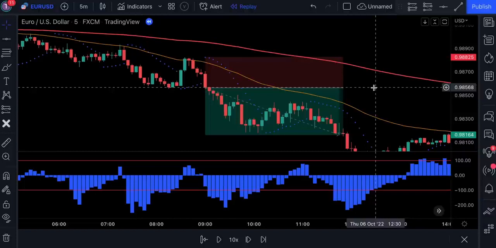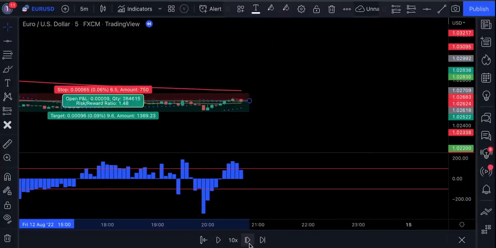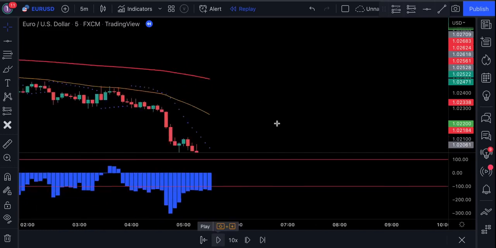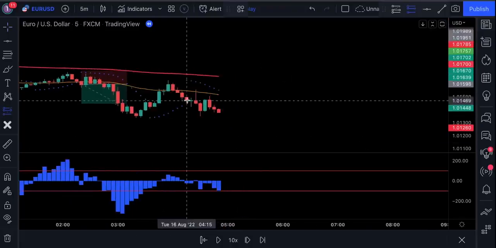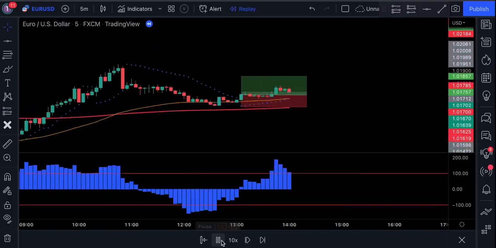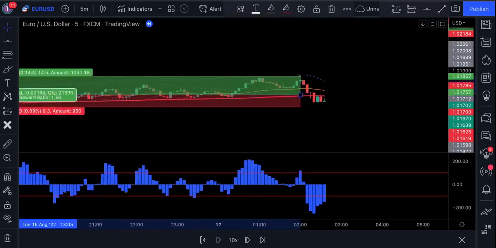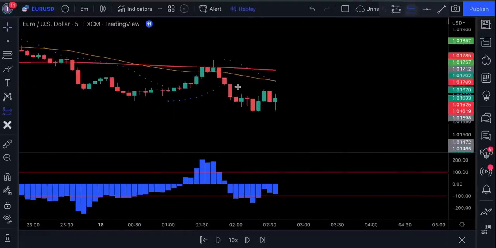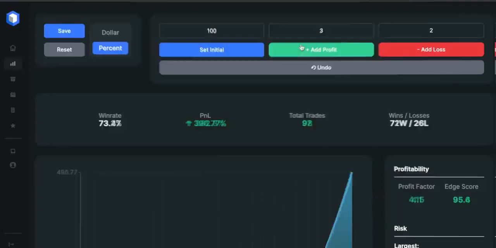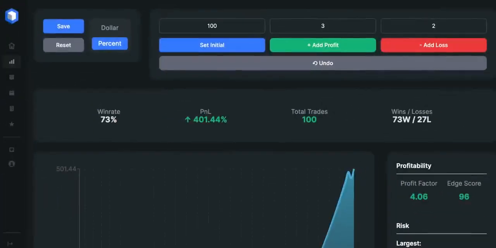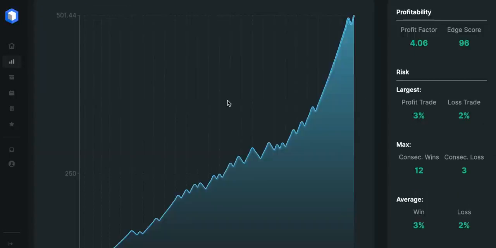Okay, now you know the trading rules, let's move on to the backtesting to see if the strategy is any better. Okay, the backtesting is finished and right away we can see that the win rate has increased to 73%. The profit and loss is also looking really good. The profit factor is now 4.06 and we had 12 consecutive wins against 3 consecutive losses.